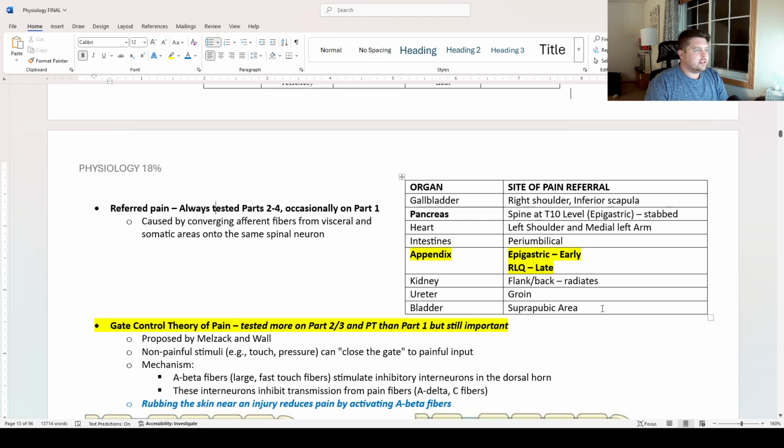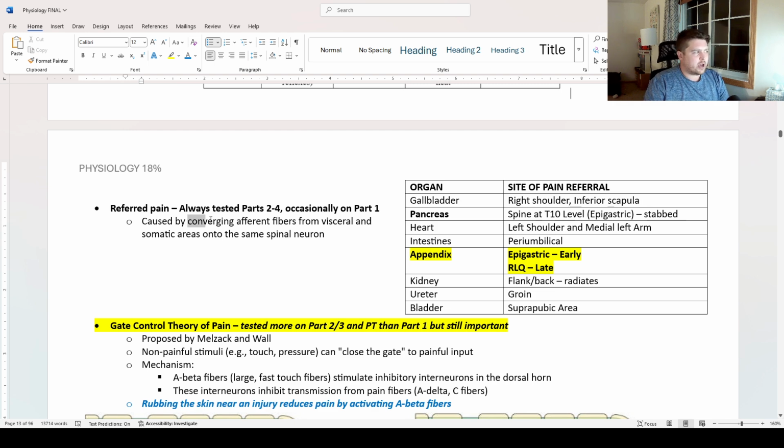Referred pain, this is a little bit more related to the clinical pathology section, but it does pop up occasionally through general anatomy, spinal anatomy, and the physiology stuff. We talk about referred pain or referral patterns. It's very heavily tested on boards parts 2, 3, and 4. So for sure we want to remember this.